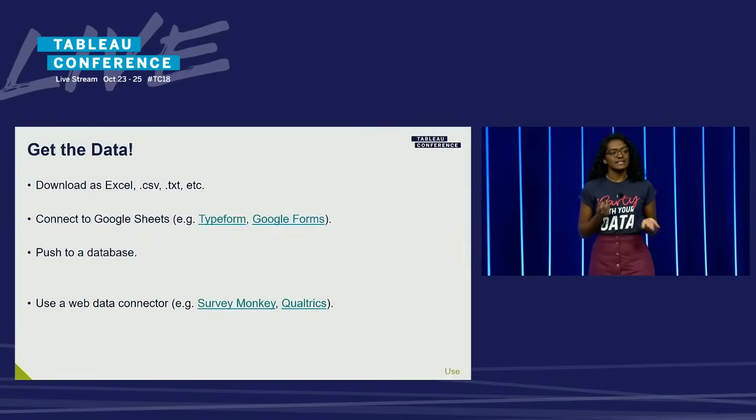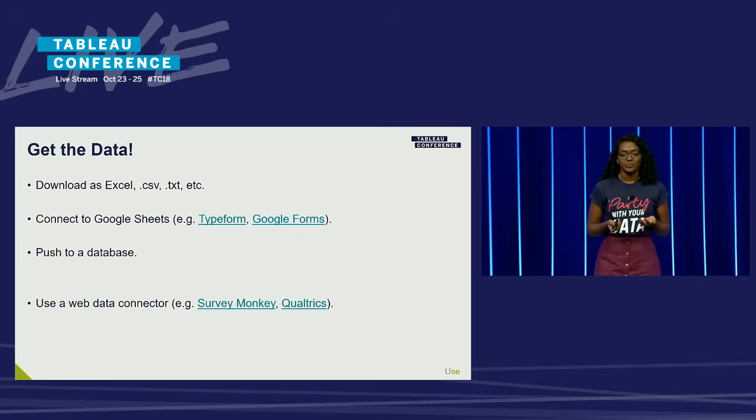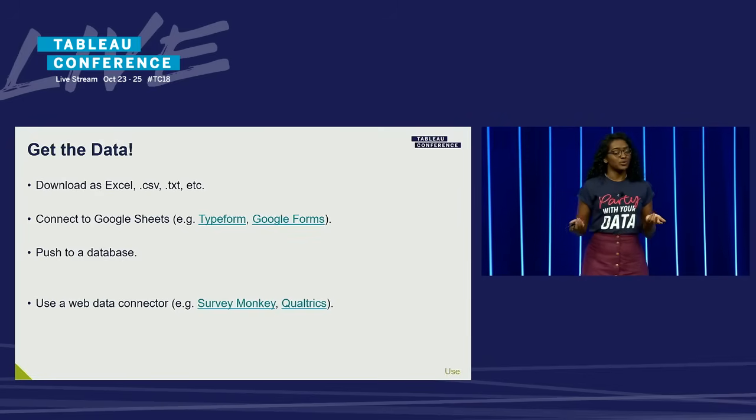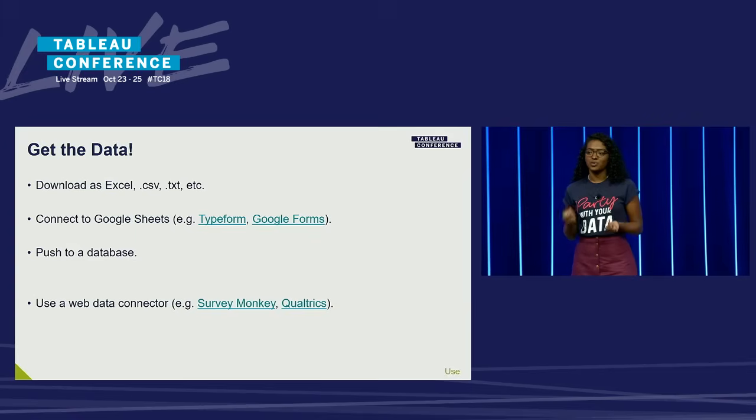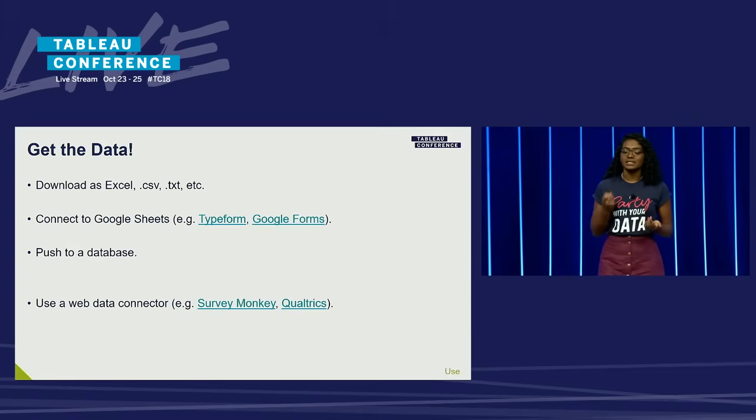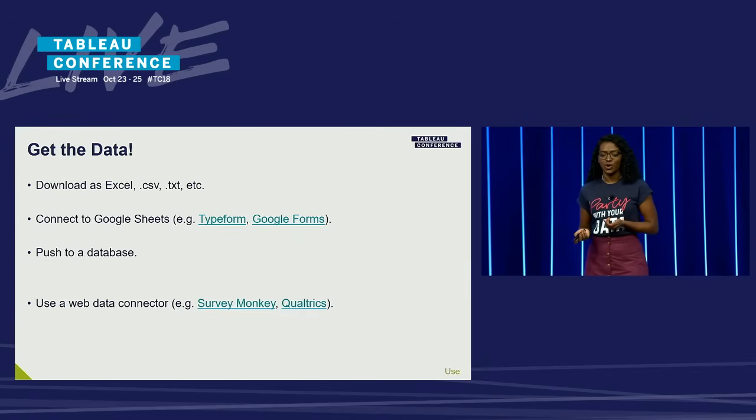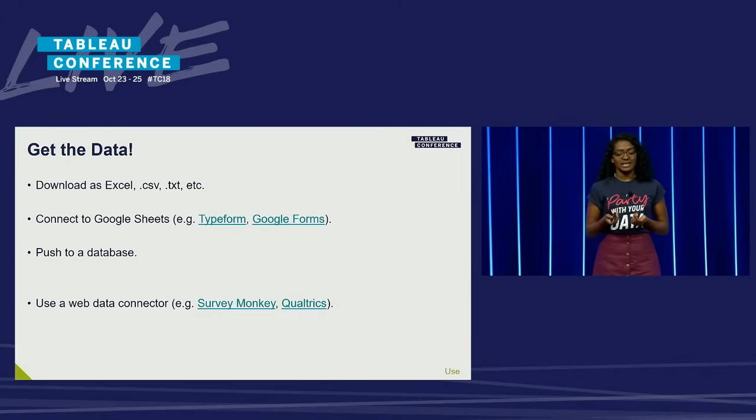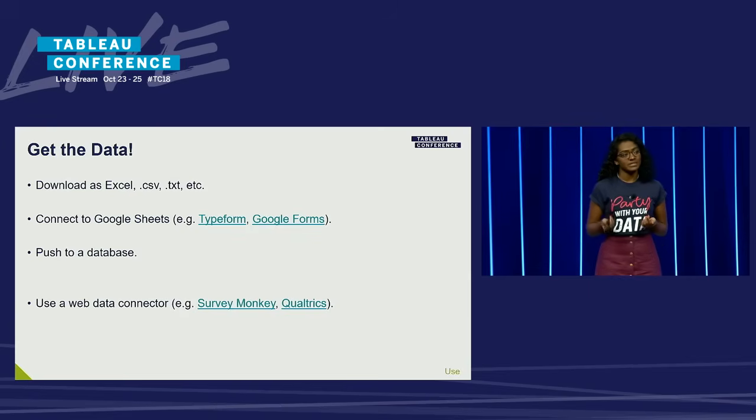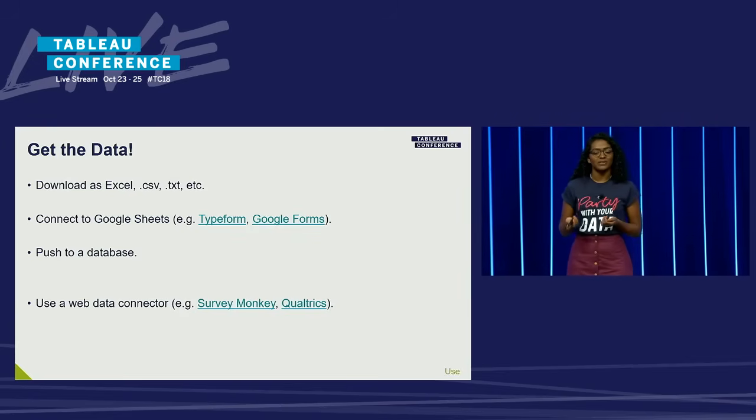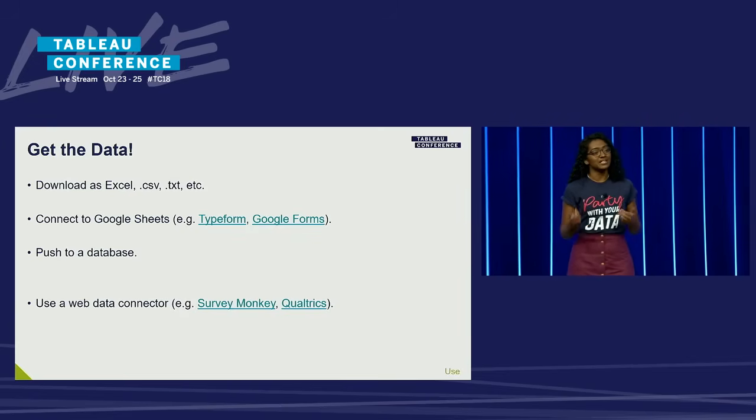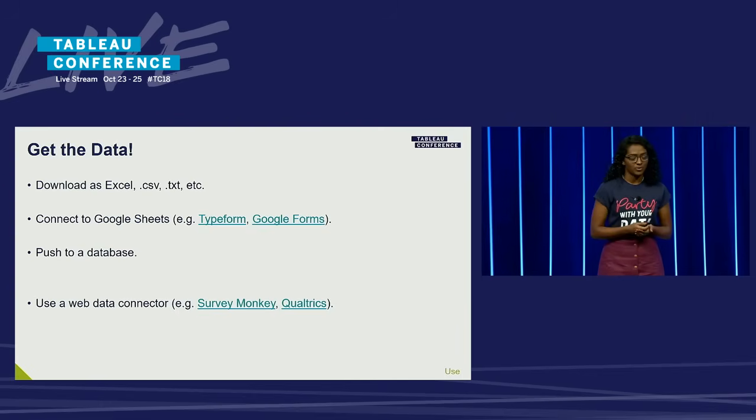The first is to download the data as a flat file. Then we could connect via Google Sheets, or the third option is to push to a database. In some cases, though, the survey tools you're using will have a web data connector option. These are handy in the case of SurveyMonkey and Qualtrics in particular, as they allow you to pivot your data upon import, so you can actually skip those steps that we're going to see in Tableau Prep.